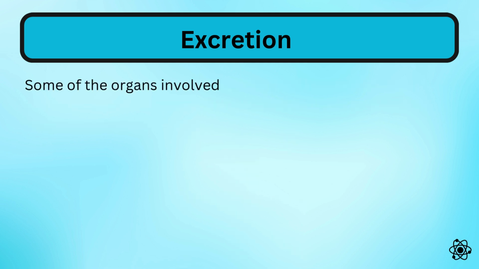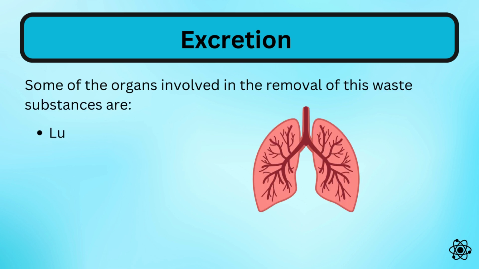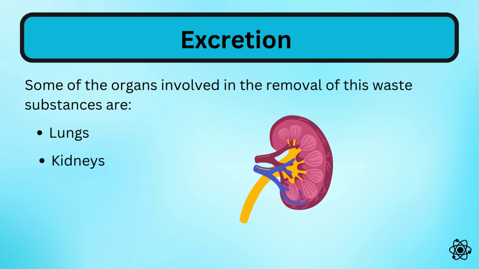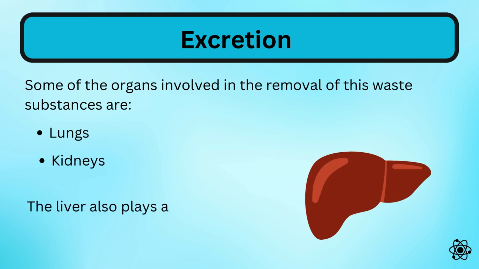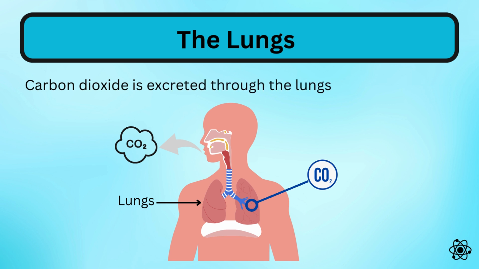Some of the organs involved in the removal of these waste substances are lungs and kidneys. The liver also plays an important role in excretion. Let's talk about the lungs first. Carbon dioxide is excreted through the lungs. Carbon dioxide is a waste product produced in cells during respiration. The blood carries this waste product to the lungs from where it is excreted out of the body.